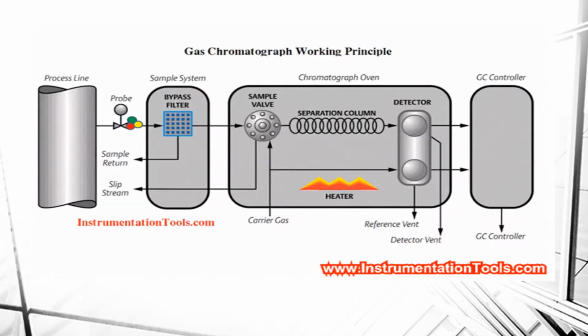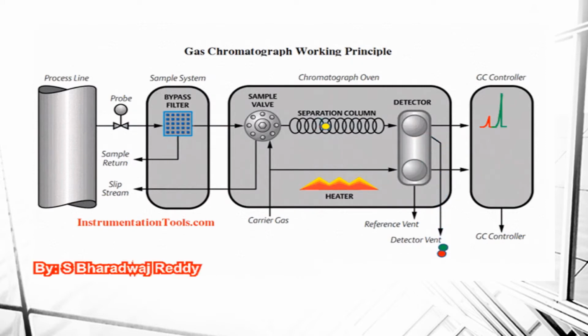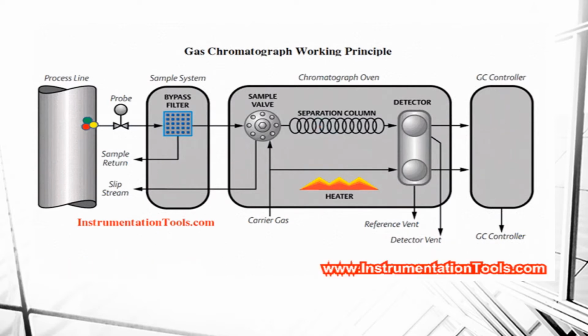GC working principle briefly. The sample gas will be taken from the process pipeline through the GC sampling system. A carrier gas, generally helium, will be used to carry the collected sample gas through the GC column. The GC column will be maintained at a standard temperature, 85 deg C, which changes from vendor to vendor, with the heater. The sample gas will be heated for a certain time in the column, so that all components in the sample gas will be separated in the column.